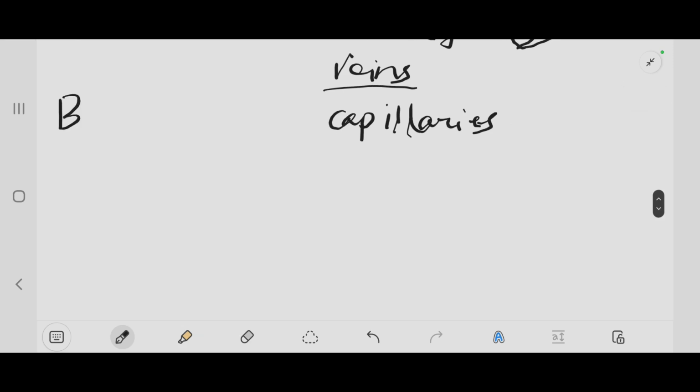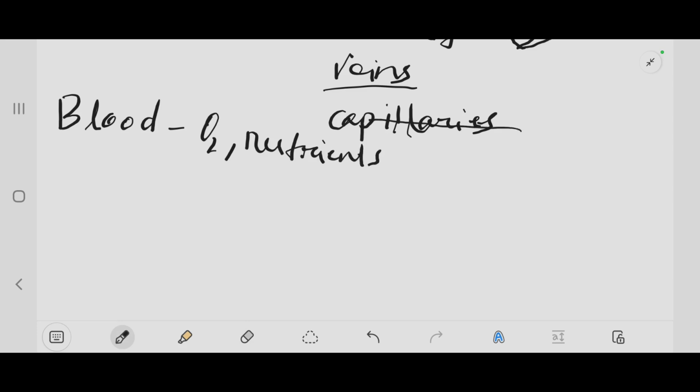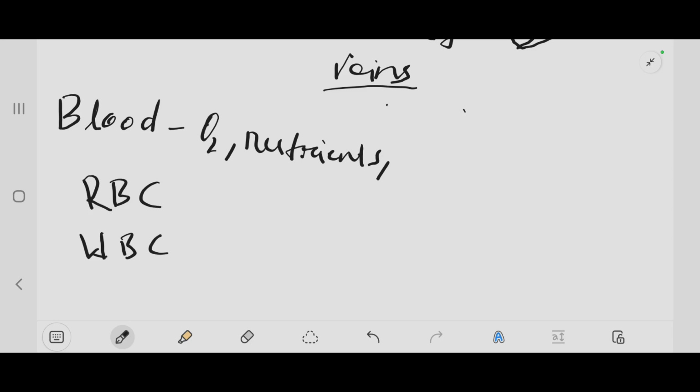So coming to the blood. Blood is a special liquid that carries important things like oxygen, nutrients and waste products. It contains red blood cells, also called RBC, for oxygen, and white blood cells, WBC, to fight germs, platelets to help blood clot, and plasma, the liquid part.